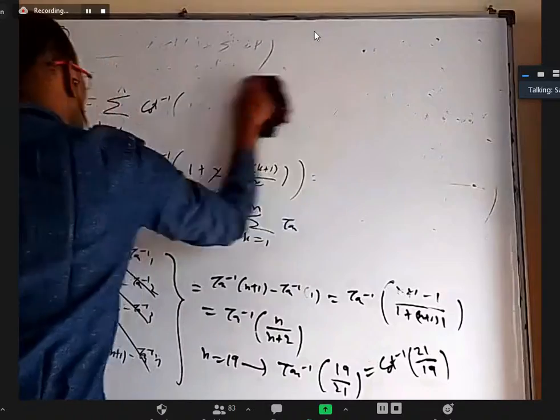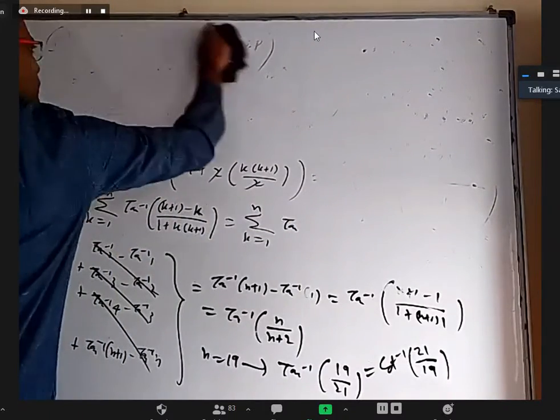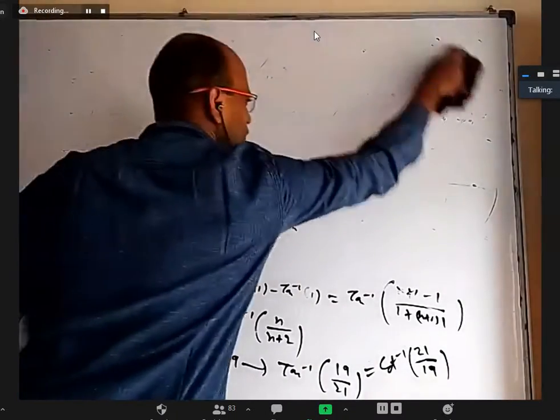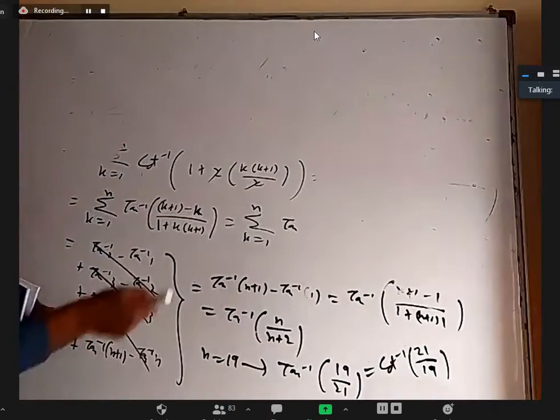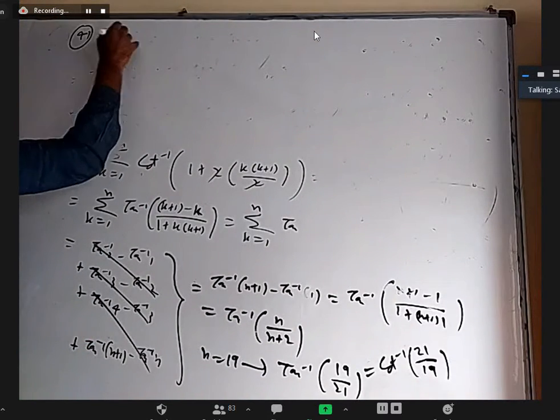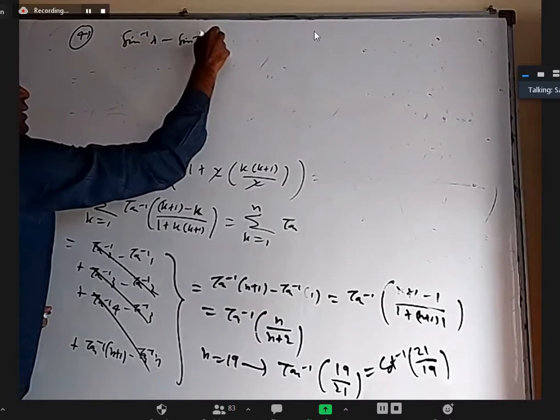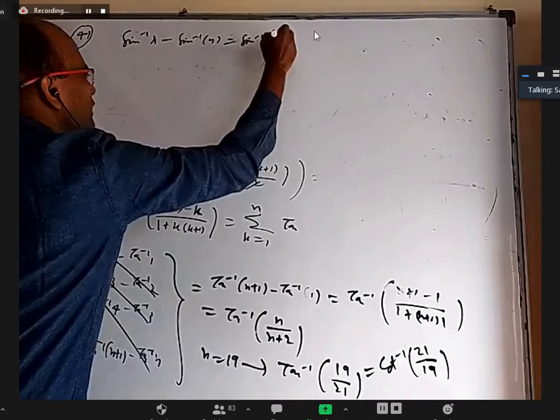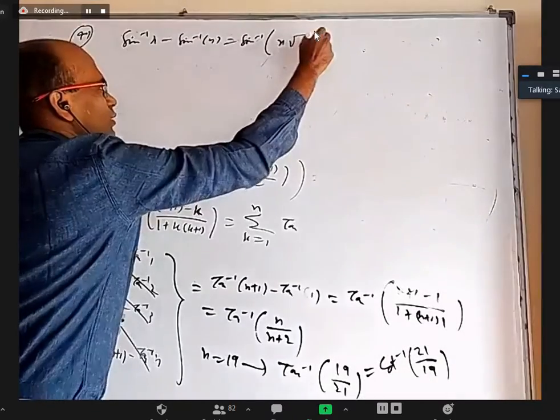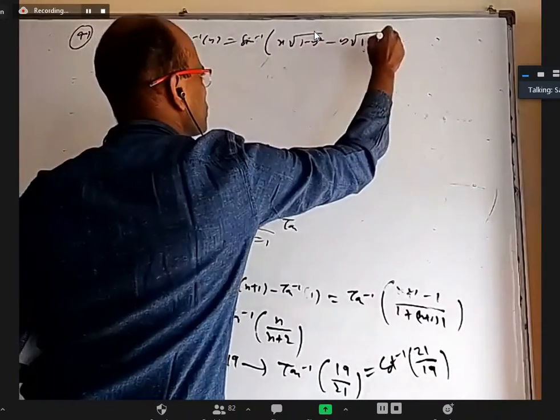Okay, now let us see 41. It is based on this formula that sine inverse x minus sine inverse y is sine inverse of x root 1 minus y square minus y root 1 minus x square.